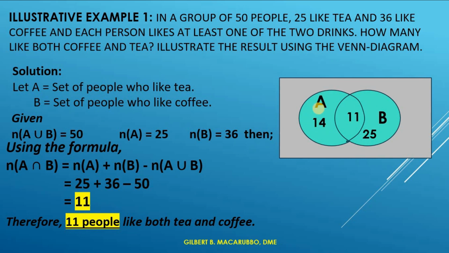Okay. So, di ba, our set A is people who like tea. We have how many? 25. So, if 11 is the intersection, then 25 is the total. So, how many more do we add to make it 25? So, that will give us 14.